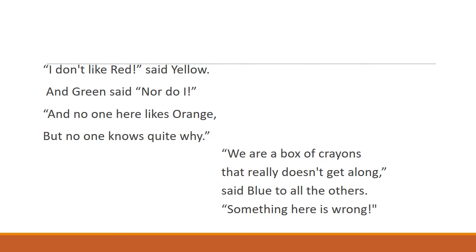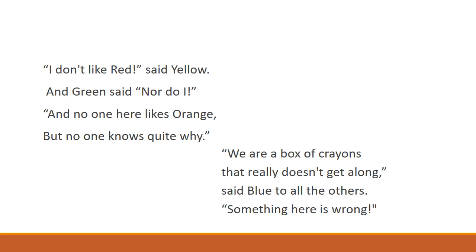I don't like red, said yellow, and green said, nor do I. And no one here likes orange, but no one knows quite why. We are a box of crayons that really doesn't get along, said blue to all the others. Something here is wrong. So yellow said that I don't like red, and green said, nor do I.